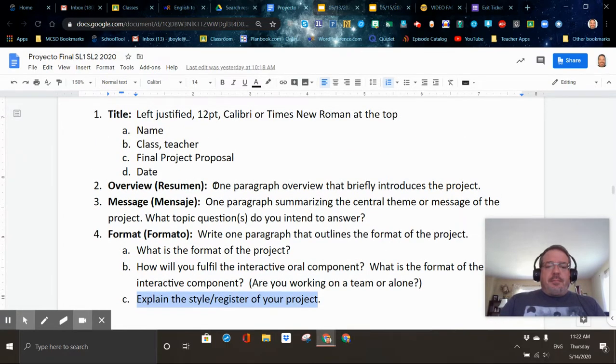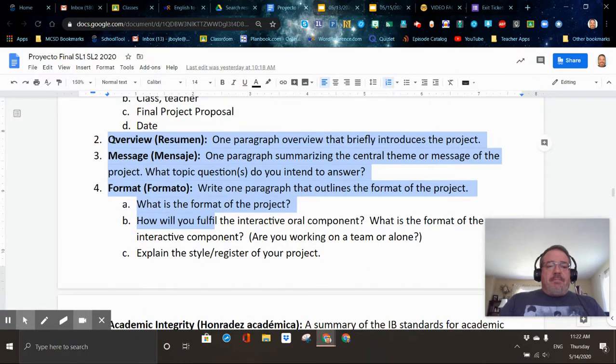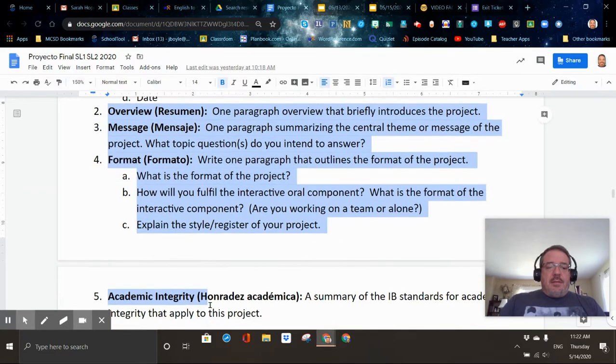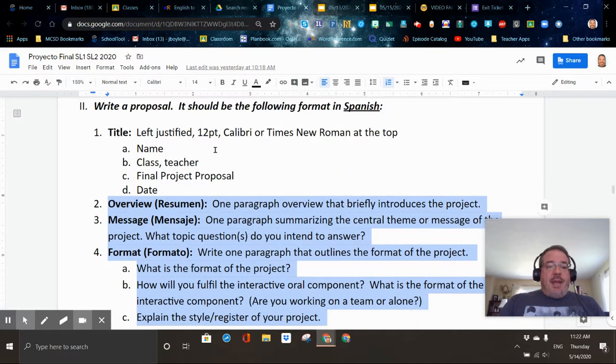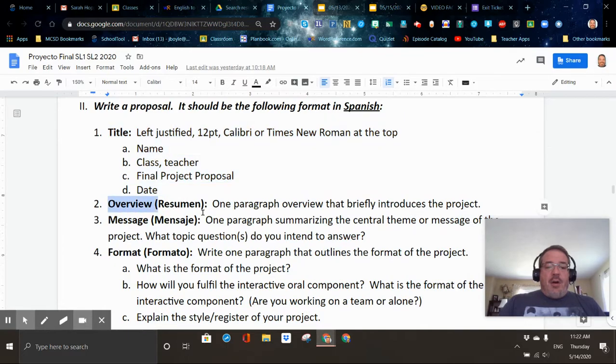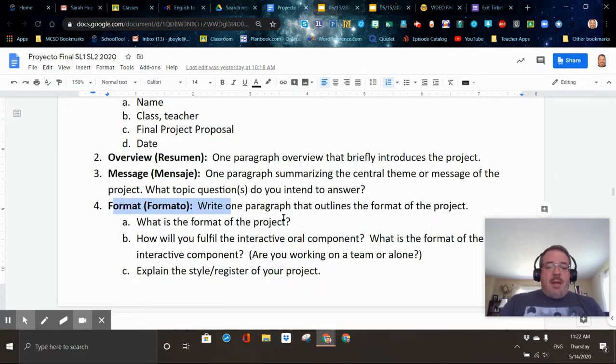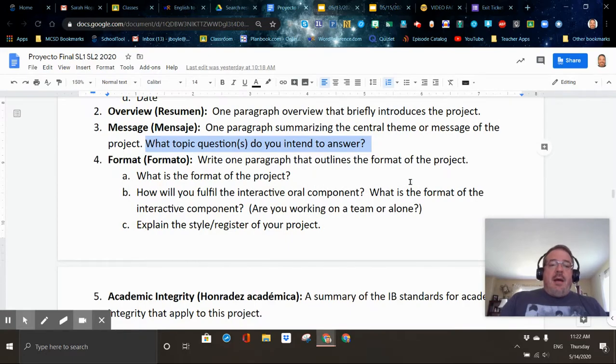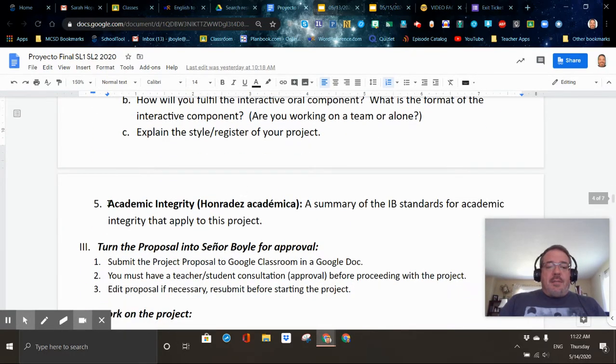Another thing is that you need to follow this format for the proposal to a T. In other words, you have to have a title, you have to have an overview, you have to have a message, you have to have a format. By the way, in the message paragraph, that's where you deal with the topic question. What topic question or questions do you intend to answer?